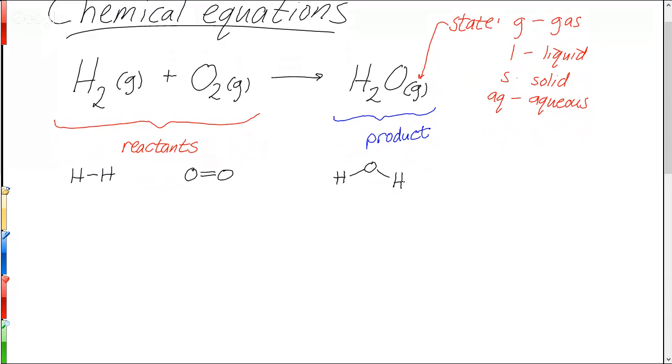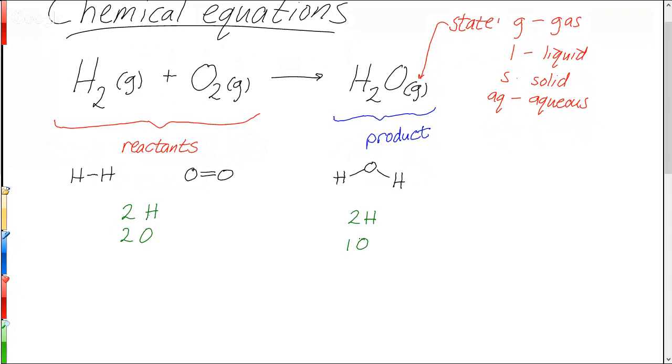If we look at what's happening there, we could count up the different atoms that are used, and we might notice a problem. On this side, I've got 2 hydrogen atoms and 2 oxygen atoms. On this side, I've got 2 hydrogen atoms and 1 oxygen atom. So according to my chemical reaction, an oxygen atom has just disappeared. And that's not okay.